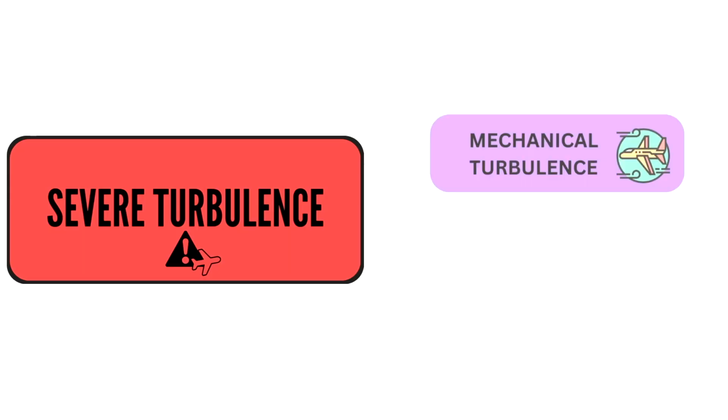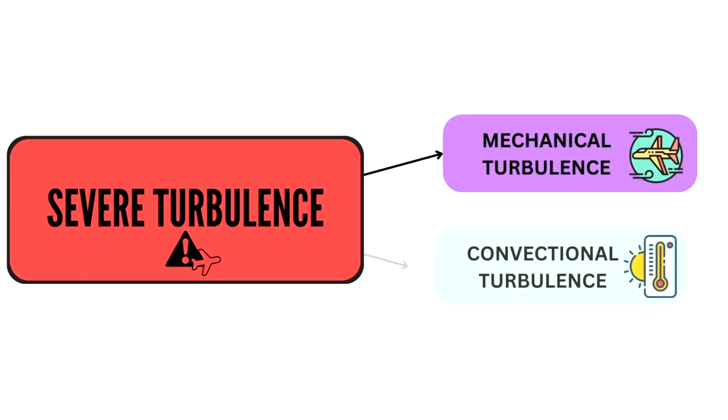So severe turbulence can be due to many reasons. It can be mechanical turbulence or convectional turbulence. Now mechanical turbulence further divides into different parts, but I'm not going to go deep into them. And convectional turbulence happens due to temperature differences. So now that we know what turbulence is, let's take a scenario to understand what a Dutch roll is and how it occurs. So an aircraft is moving in a straight line.